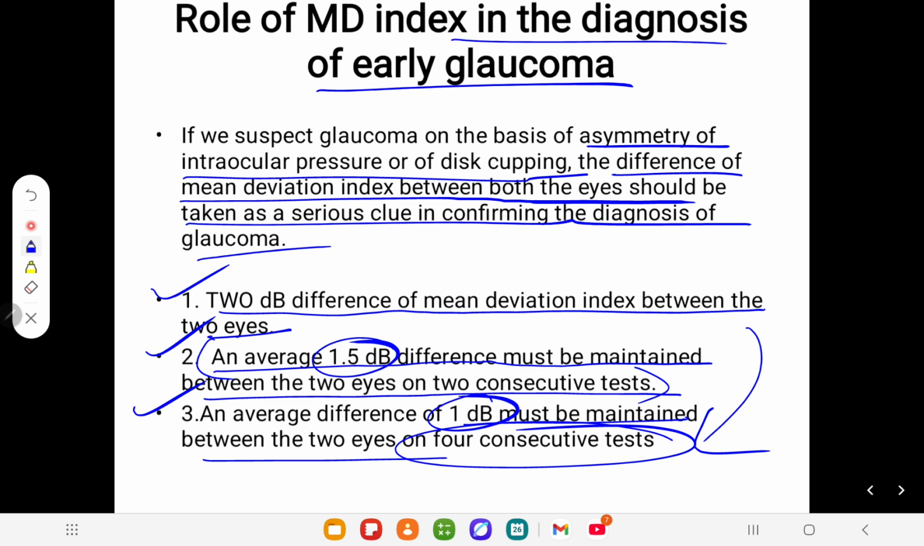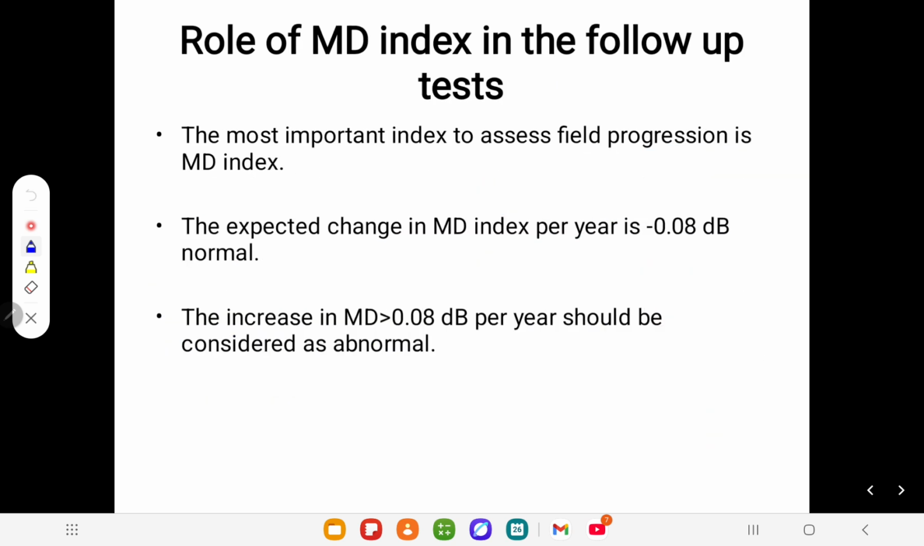If that gap broadens, then it will be problematic. First follow up 1 decibel, second follow up 2 decibel, third follow up 3 decibel, then you must suspect there is something going on. Okay, the role of mean deviation index in follow up of the test.